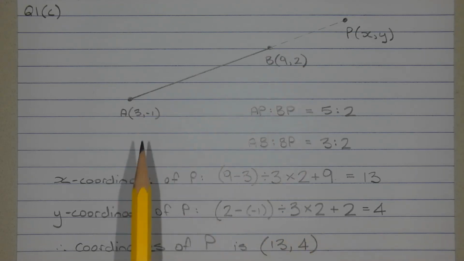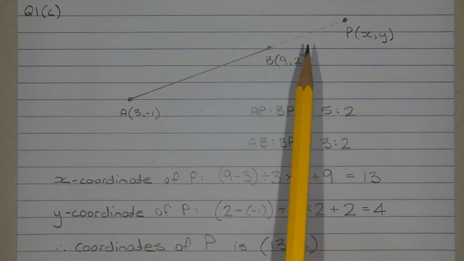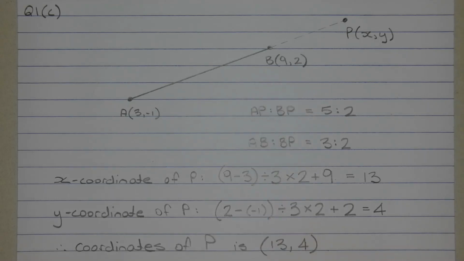So here it is. There's point A (3, -1), and point B (9, 2). Now this sketch is not to scale, but it's just to help us represent visually what is going on. Now point P represents an external division. So in other words, point P divides the interval AB in the ratio 5:2. And because it's an external division, point P will be outside of the interval.